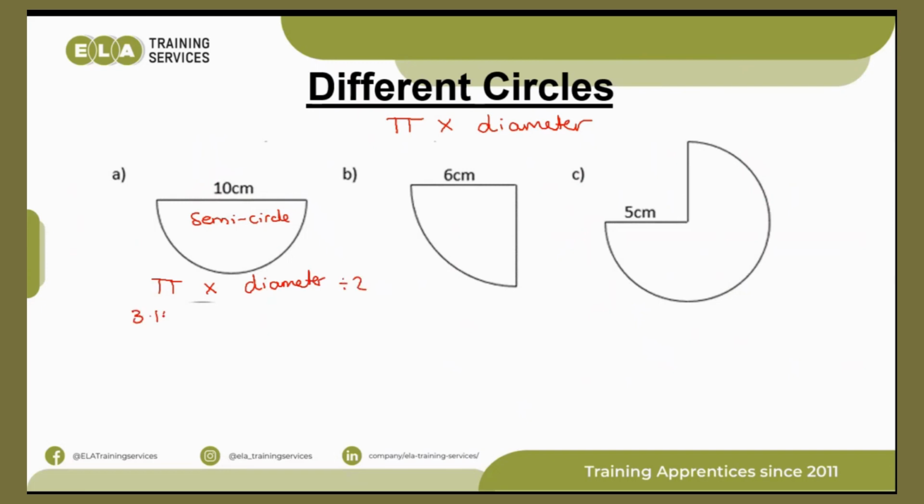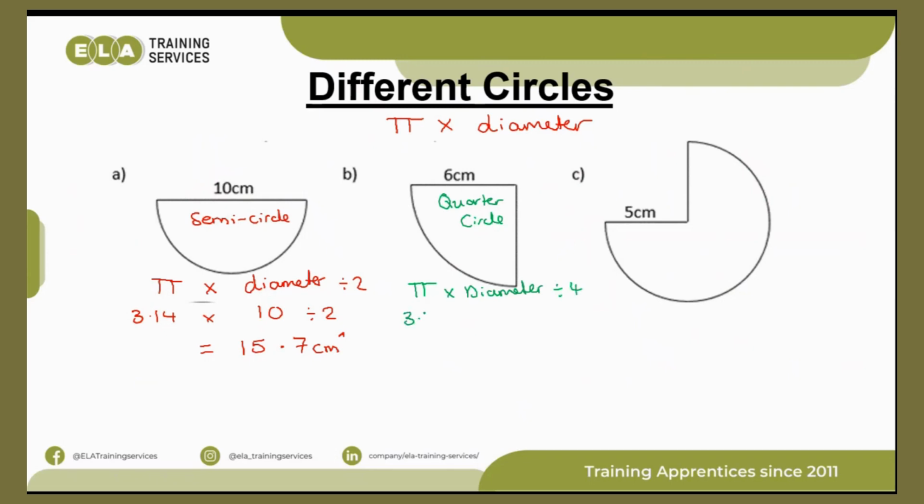So we're going to do 3.14. Our diameter is 10. Divide it by 2, which gives us 15 centimetres. Then our next one, we have a quarter circle. To work out our circumference of our quarter circle, we're going to do pi times diameter, but this time we're going to divide by 4.